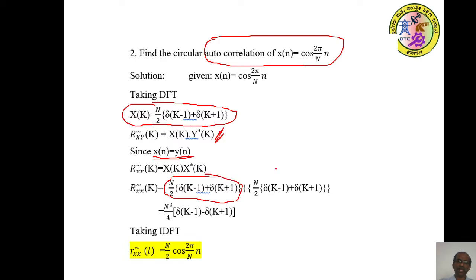In place of X of k, substitute N by 2 into this term. In place of this, you substitute. But I have not written star here because the complex conjugate of a real value is the same thing, so it is not required. Now multiplication is a big tedious job for you. How to solve this multiplication?